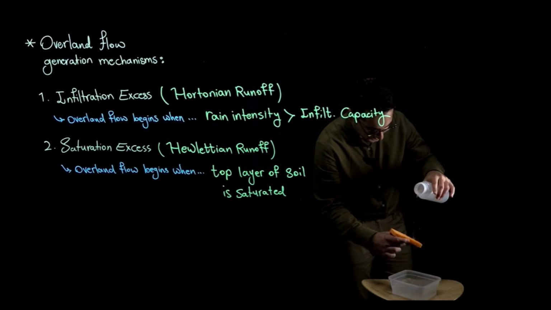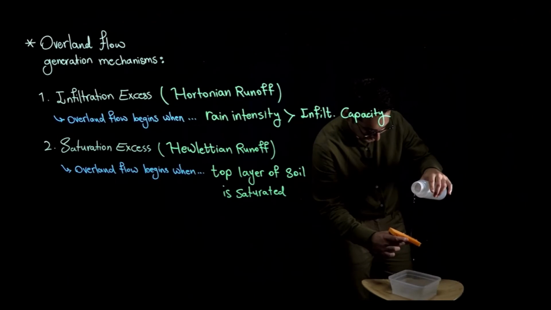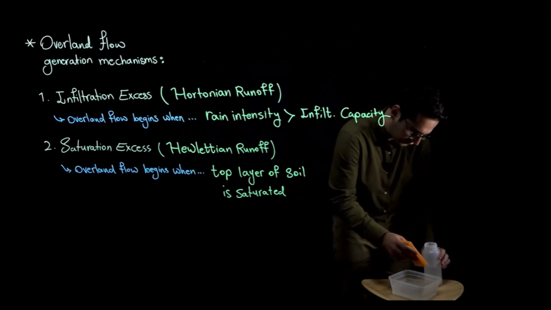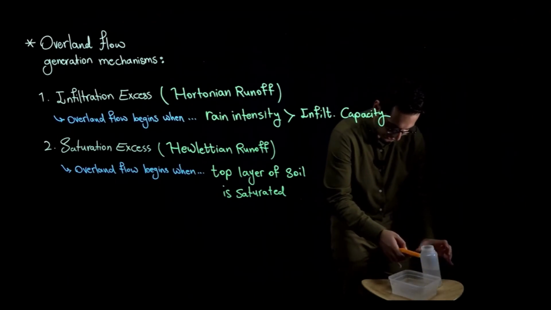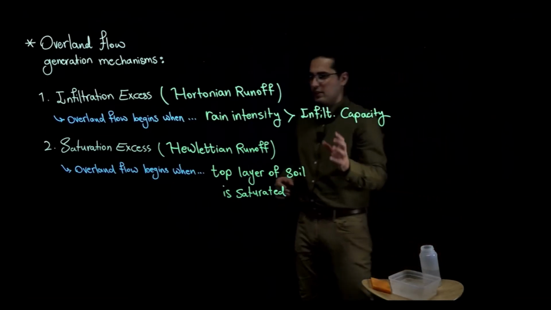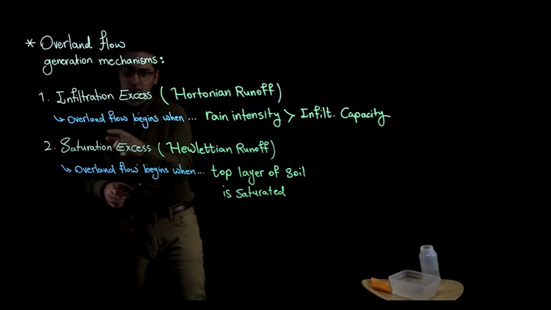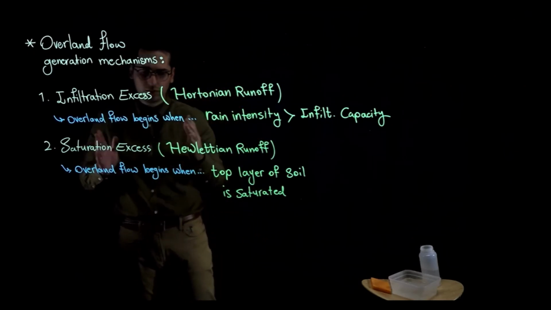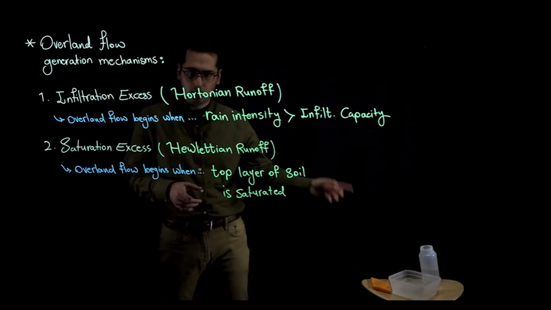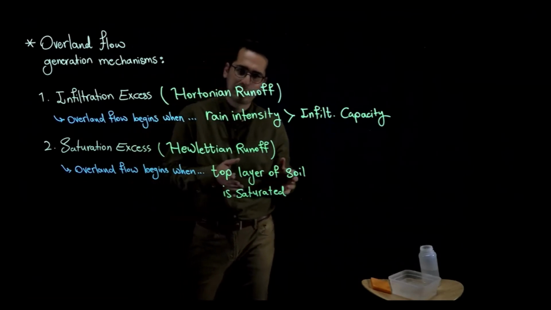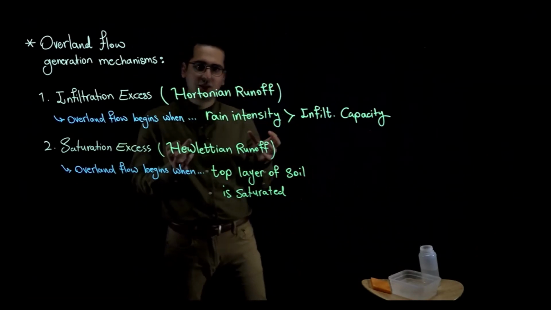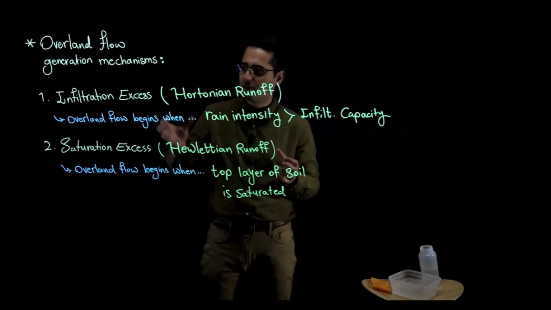As you can see and hear, I'm just applying a little bit of water on top of the sponge, but because all the pores in this sponge are full with water and the sponge is saturated, the water is running off the surface of the sponge into the pond that I have over here. So this is basically what saturation excess tells you. Overland flow begins when the top layer of the soil, our sponge, is saturated. This experiment helps you to understand the physical meaning of these two mechanisms.